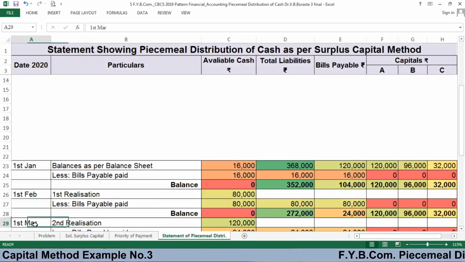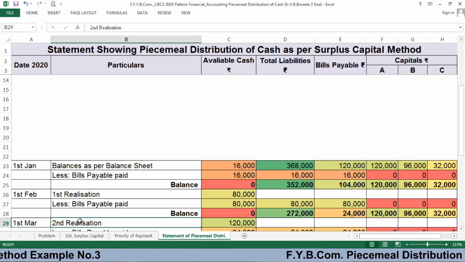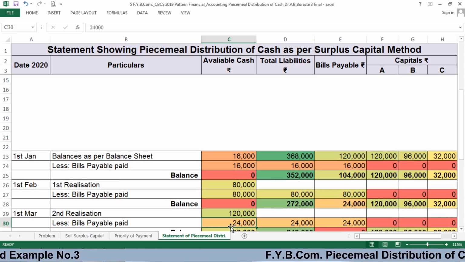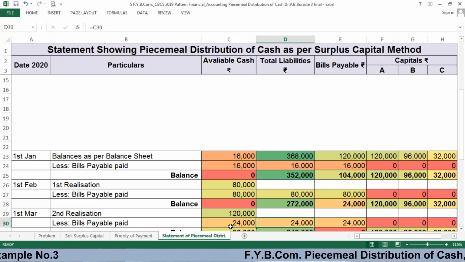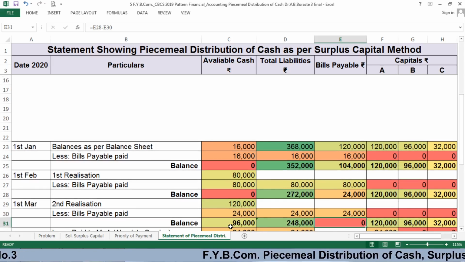So we will take the date of 1st of March 2020. Already it is mentioned in the first row that the year is 2020, so we are going to mention just the date and month. So the second realization is 1,20,000. First of all, we have to pay bills payable, that is 24,000. So less bills payable paid 24,000. Total liability will be reduced by 24,000 and bills payable will be reduced by 24,000. Now just tell me what will be the balance of bills payable? Sure, it will be 0 because we paid all of it.